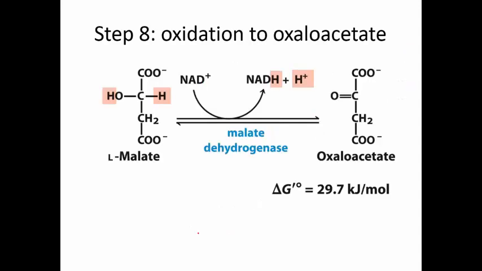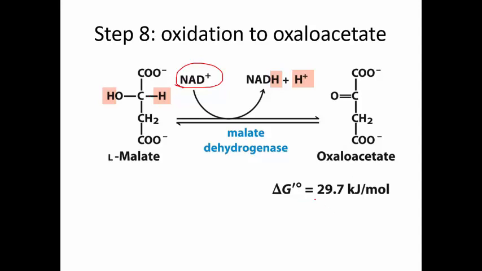And then the last step, we have to reform oxaloacetate so the cycle can continue. So here's malate, and malate looks like succinate, but it has an OH on one of the middle carbons. And oxaloacetate looks like this, but it's got the carbonyl there. So what we need to do is oxidize this alcohol to a carbonyl. Usually what we use is NAD+, and this is no exception. And so we're going to oxidize that.